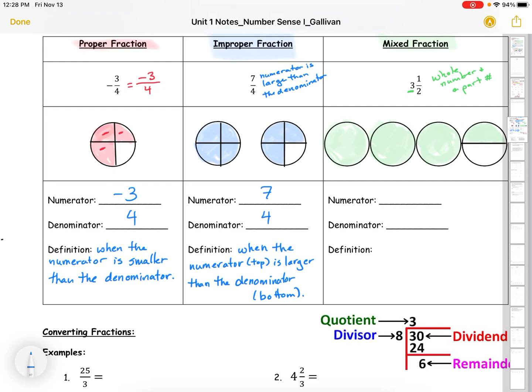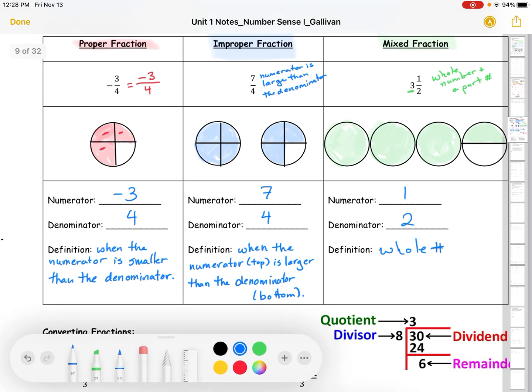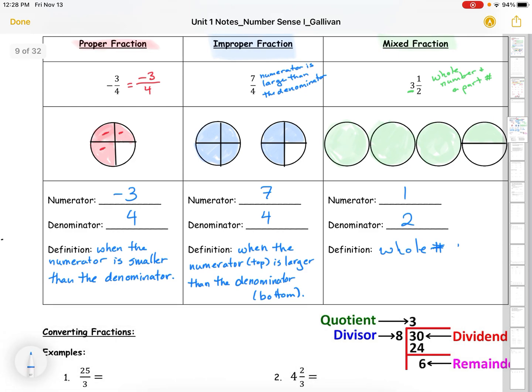So the numerator in this case is 1. My denominator is 2, but I also have that 3. So the definition of a mixed fraction is we have a whole number and a fraction. So we're greater than 1.